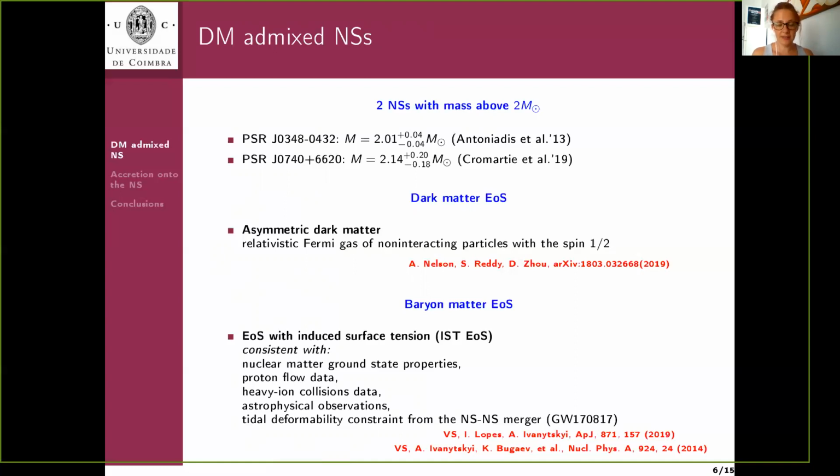In this study, the dark matter was treated in a very simplified way as a relativistic Fermi gas of non-interacting particles with spin 1/2. Usually in the literature, this type of dark matter is referred to as symmetric dark matter. The baryon matter component was described with the equation of state with induced surface tension. This equation of state reproduces nuclear matter ground state properties, proton flow constraint, heavy ion collision data, astrophysical observations, as well as the tidal deformability constraints. If you would like to take a look at the equation of state, please follow these two papers.